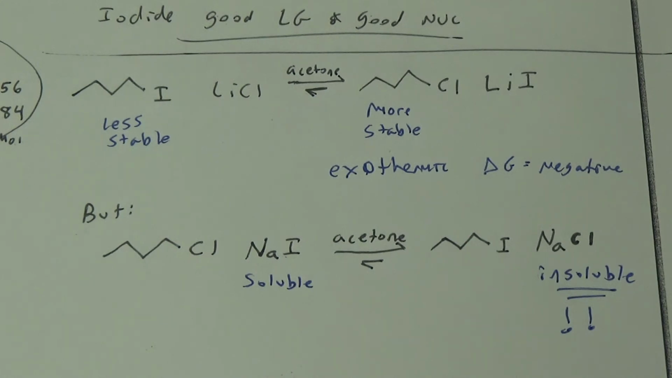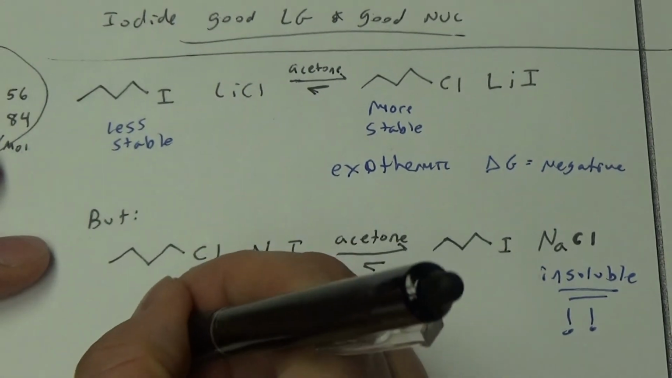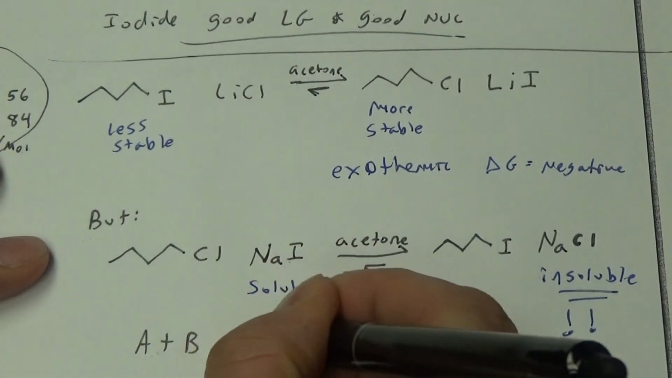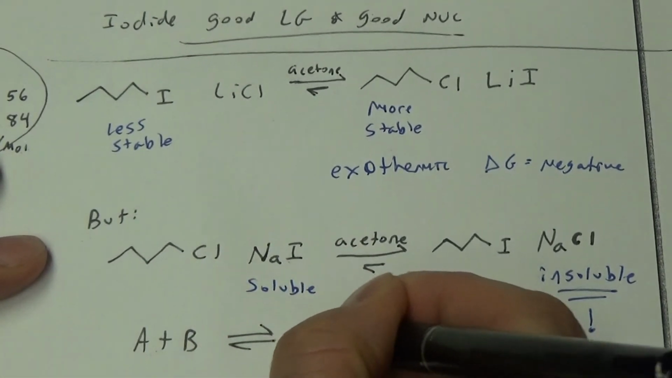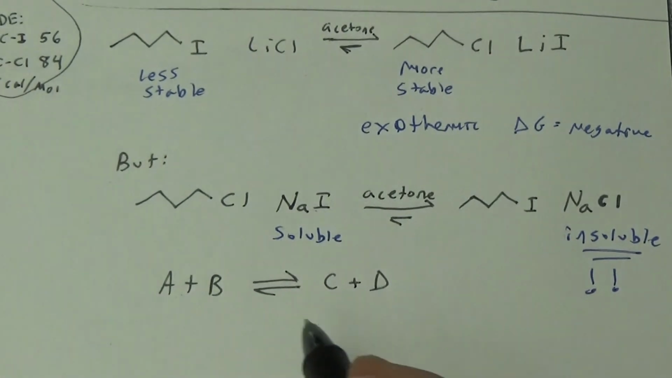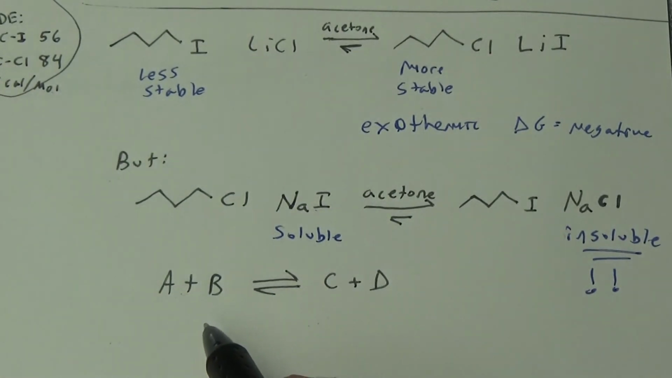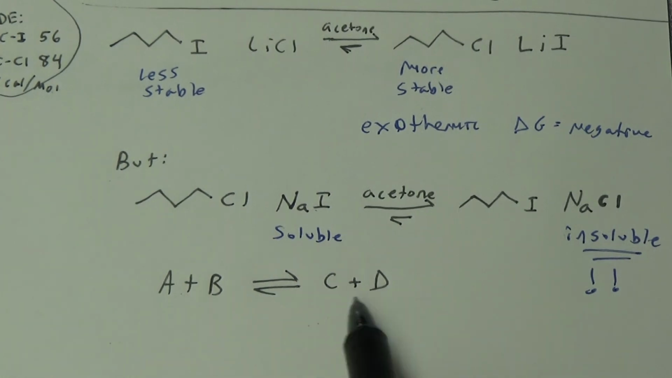So in summary, whenever you have A plus B going to C plus D, what are the ways to shift the equilibrium to the right? You could either increase one of the reactants or decrease one of the products. And in this case, we're decreasing D by it falling out of solution.